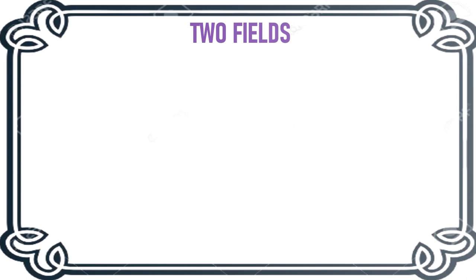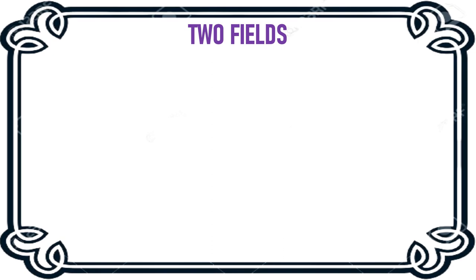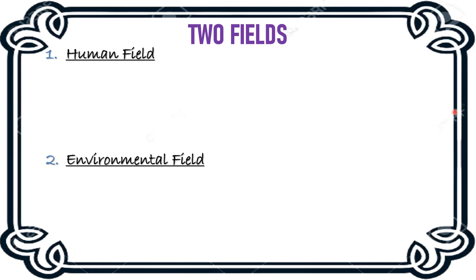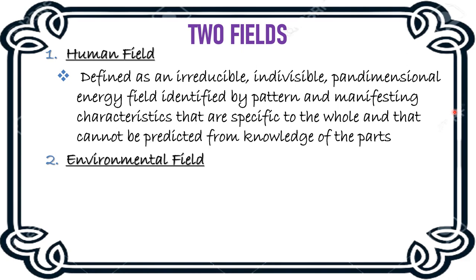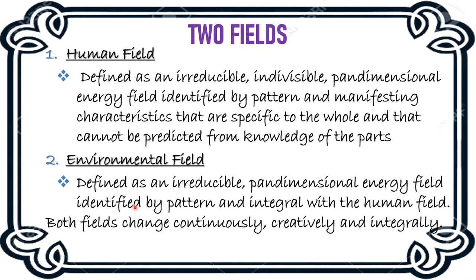According to Rogers, energy fields are infinite and pan-dimensional, and she identified two fields under energy fields, and those are the human field and environmental field. Human field is defined as an irreducible, indivisible, pan-dimensional energy field identified by pattern and manifesting characteristics that are specific to the whole and that cannot be predicted from knowledge of the parts. Environmental field is defined as an irreducible, pan-dimensional energy field identified by pattern and integral with the human field. Both fields change continuously, creatively, and integrally.